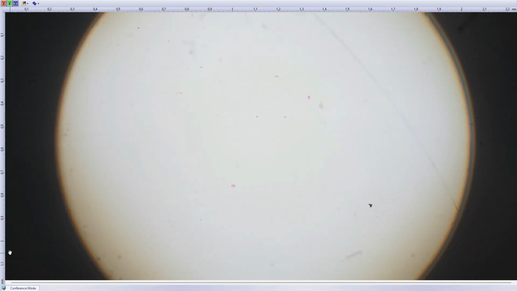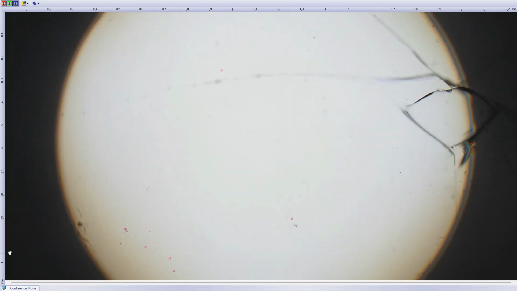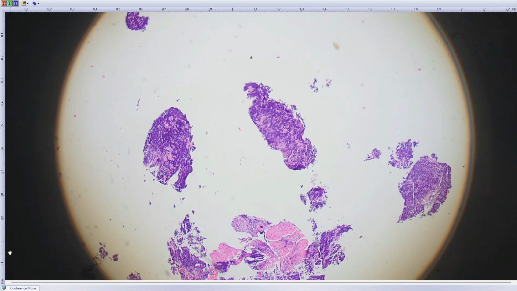So Marián Švajdler here. I've got a couple of easy cases. I get easy cases. Couple not that easy cases. I will start with an easy case. This is a pancreatic biopsy.